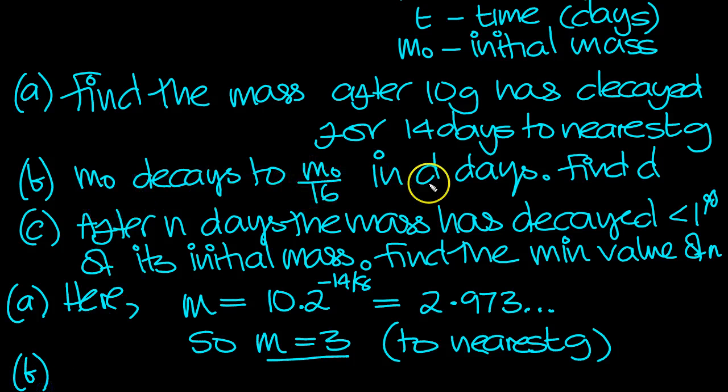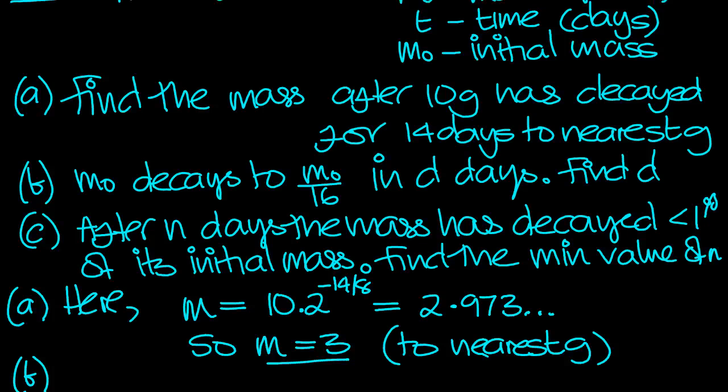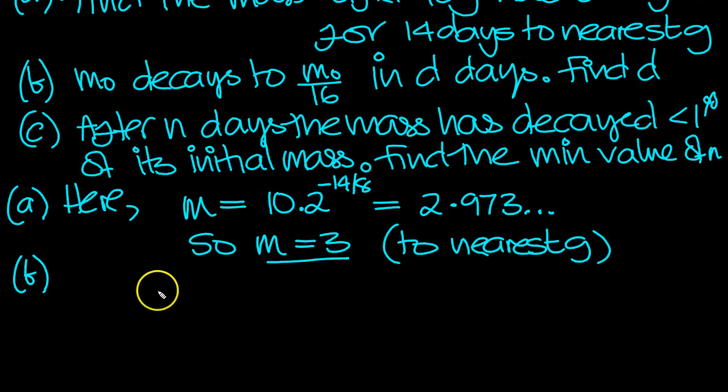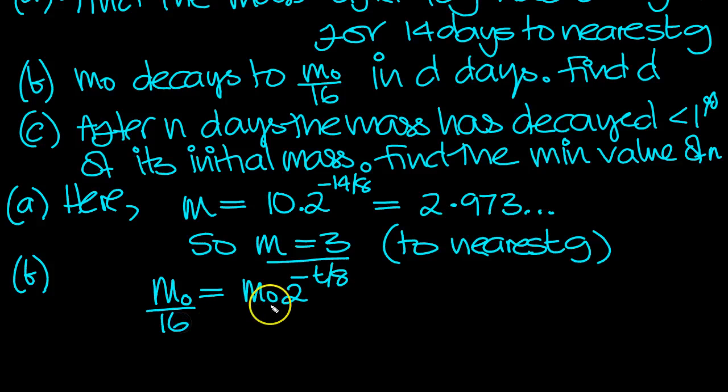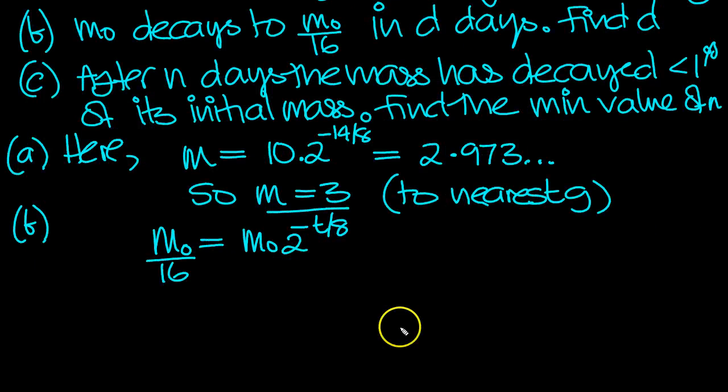m0 decays to m0 over 16 in d days. Find d. So again we need to write the formula down. m is equal to m0 times 2 to the minus t over 8. m decays to m0 over 16, wasn't it? So let's put that in for the value of m. Okay, this decays to the mass, this. So what does t equal? Well, the m0s will cancel.